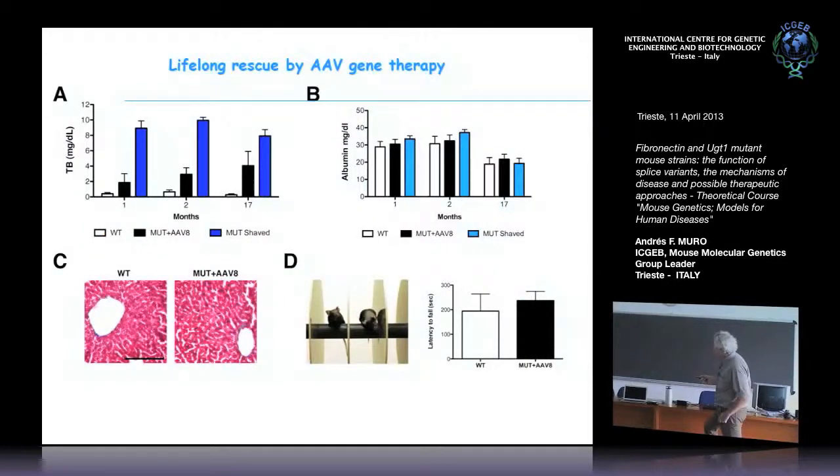Bilirubin levels also are low. These are the albumin levels over time. These are 17 months, so it's about a year and a half that the animals were treated with phototherapy. Liver histology was normal, and also rotarod was normal for those animals.